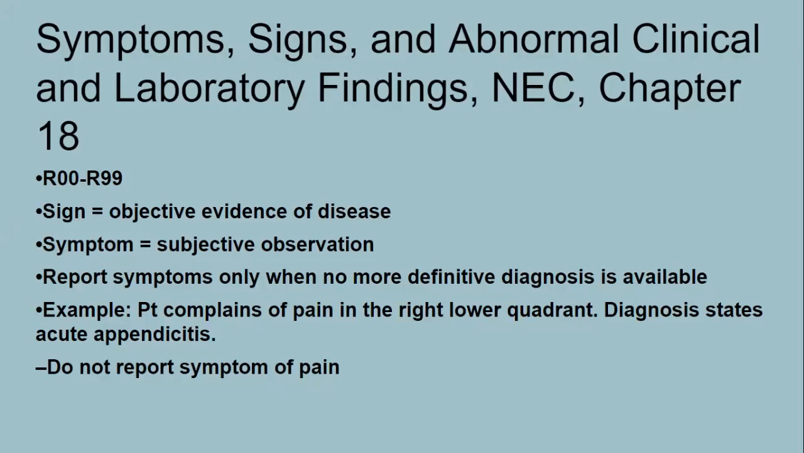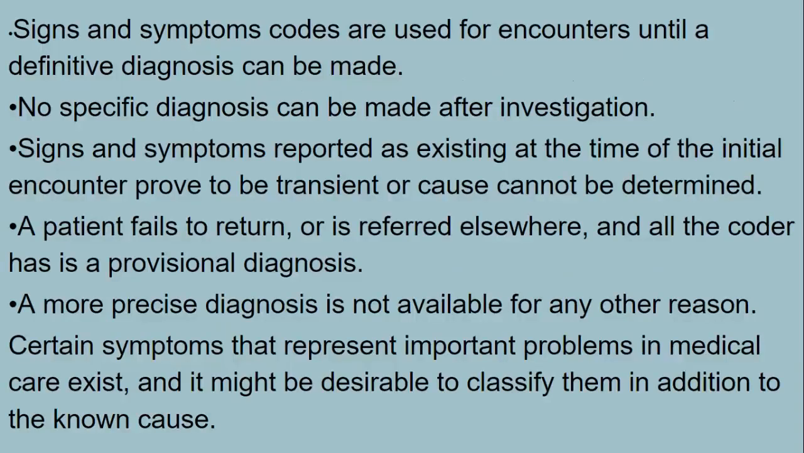For example, patient complains of pain in the right lower quadrant. Diagnosis states acute appendicitis. You do not report the symptom of pain. You report the acute appendicitis. Signs and symptom codes are used for encounters until a definitive diagnosis can be made.